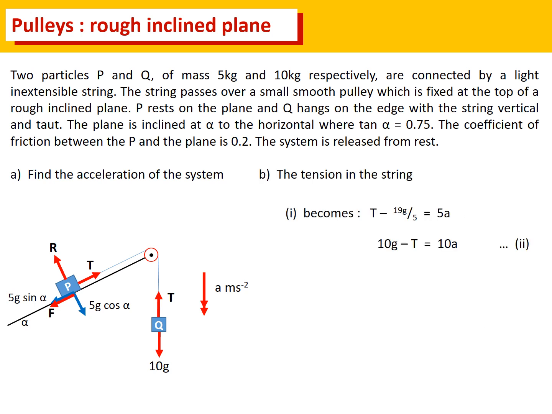And it simplifies greatly when we do. And equation 2 tucked underneath is just 10g subtract T equals 10a. We're going to add the two equations together. When we do, the T's will cancel out. 10g minus 19g over 5 is 31g over 5. And when we add the right hand sides together, we get 15a. So we can divide by 15, and that gives us our value for a: 4.05 meters per second squared.